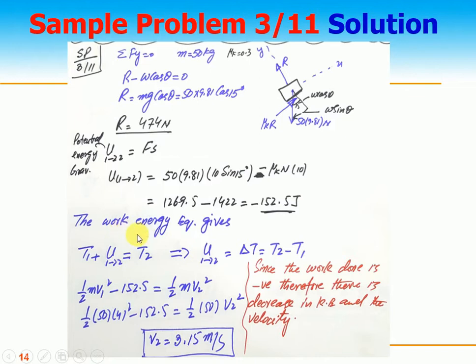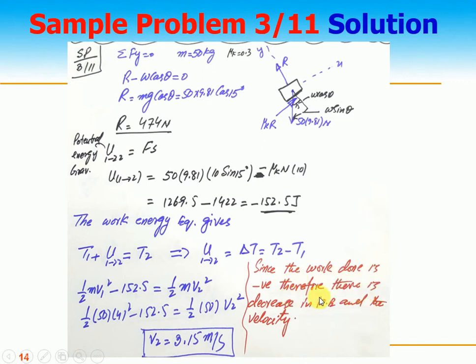Now let's see what the work energy equation gives. You know that T1 plus U12 is equal to T2, or U12 is delta T, the change in kinetic energy, T2 minus T1. So we know that this is the initial kinetic energy, half m v1 square, and the work done, which is negative 152.5, is equal to half m v2 square.